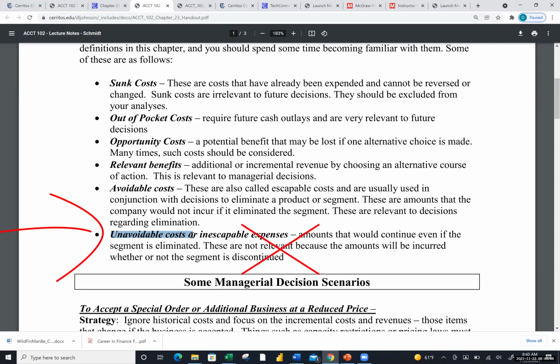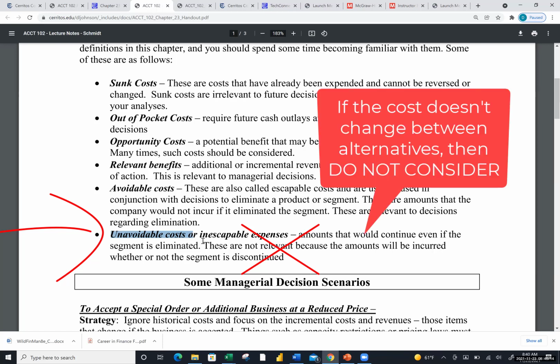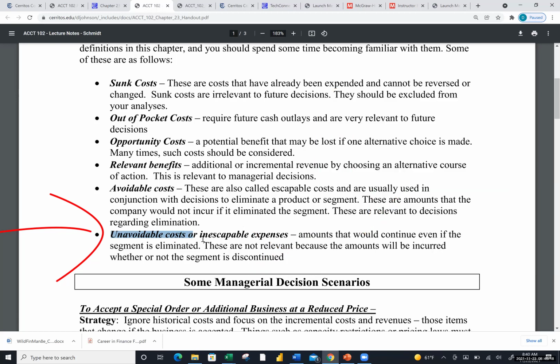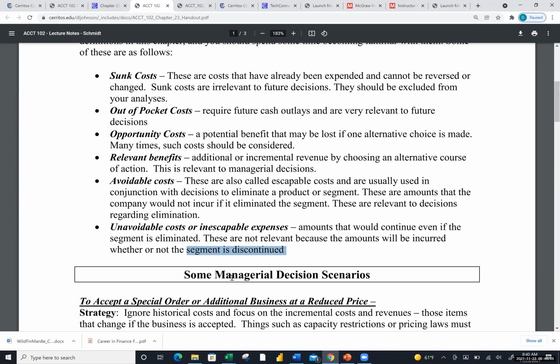So we're going to keep them out of our analysis because the number's not going to change whether we pick option A or option B. We're still going to have to incur these costs. So they are not relevant. We'll see those happen more next time when we talk about discontinuing a segment.